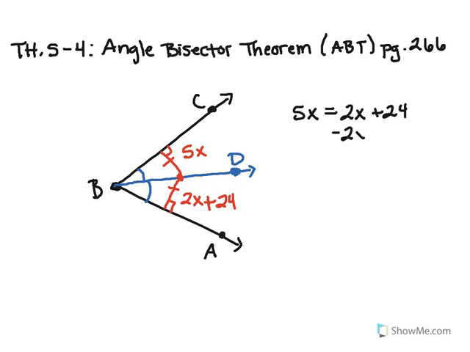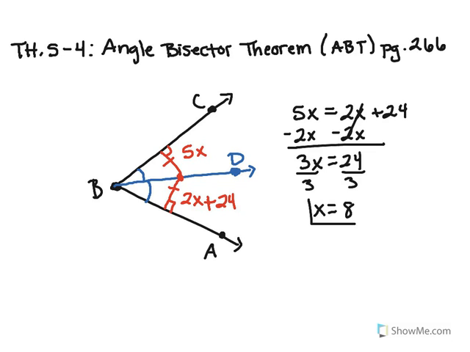So we solve this. We're going to subtract 2x from both sides. I'm going to get 3x equal to 24. Divide both sides by 3, and x should be equal to 8. Now, that's grand and dandy, but what if I did something wrong? How can I check my answer?